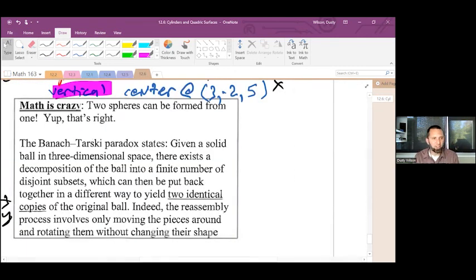So as we wrap up this section, I just wanted to comment that math is crazy. So 2 spheres can be formed from 1. Yeah, that's right. If you can look it up, the Banach-Tarski paradox states that given a solid ball in 3-dimensional space, so not just a surface, but a solid, there exists a decomposition of the ball into a finite number of disjoint sets, which can then be put back together in a different way to yield 2 identical copies of the original ball. Indeed, the reassembly process involves only moving the pieces around and rotating them without changing their shape. And so we can take 1 ball and turn it into 2.